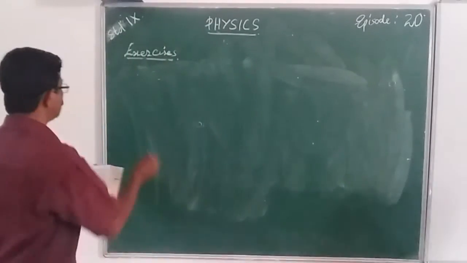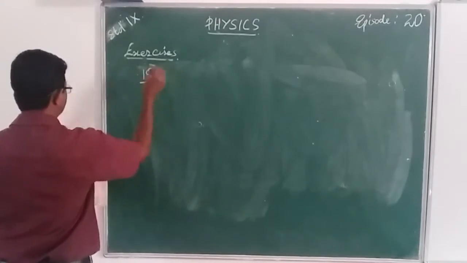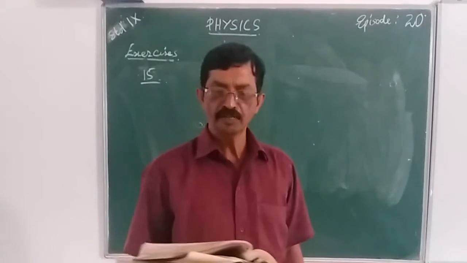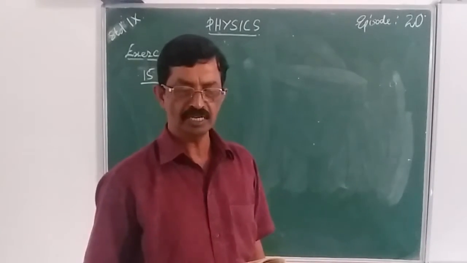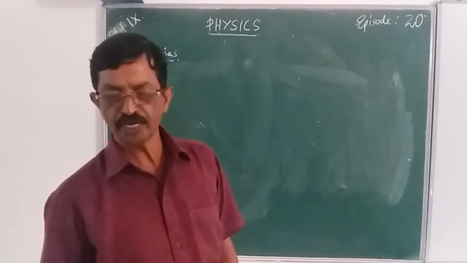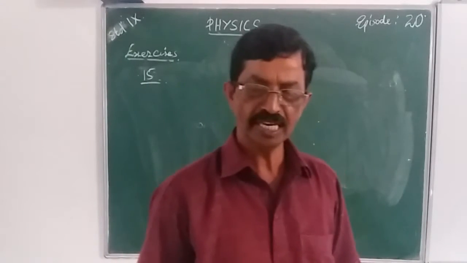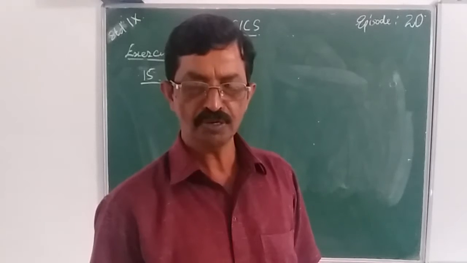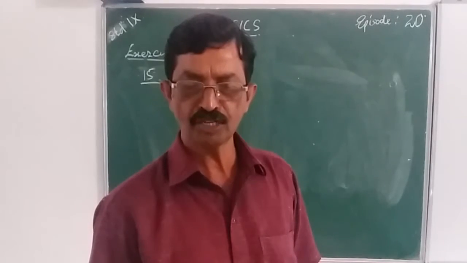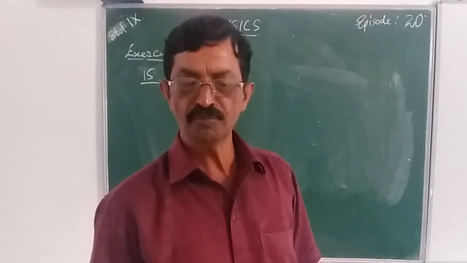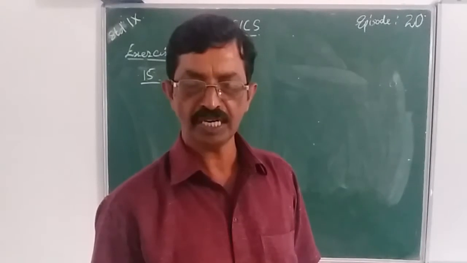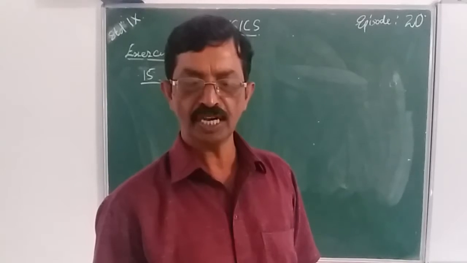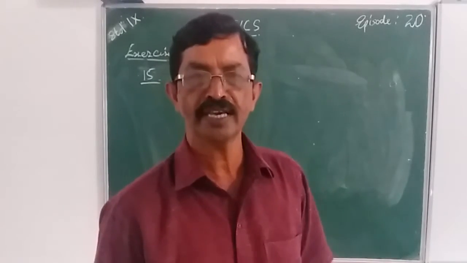Now see question number 15. Illustrate the law of conservation of energy by discussing energy changes which occur when we draw a pendulum bob to one side and allow it to oscillate. Why does the bob eventually come to rest? What happens to its energy eventually? Is it a violation of the law of conservation of energy?